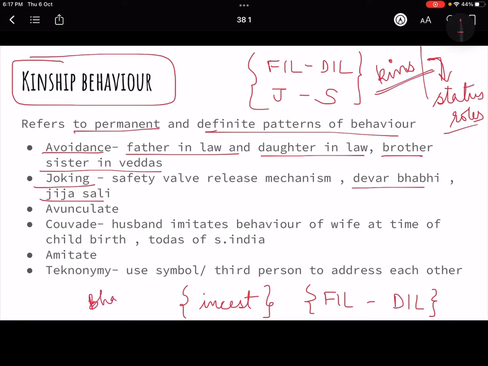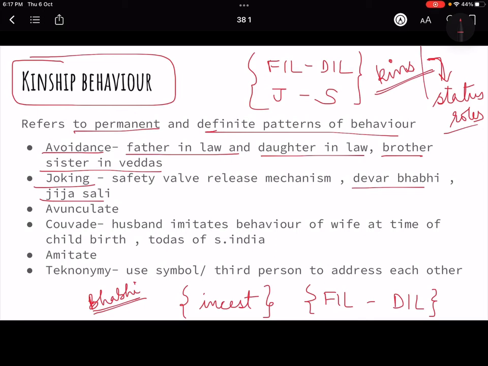If I say a bhabhi has come in the family, so what will happen? There will be a change of dynamics in the family, and there are bound to be adjustments that have to be made. With those adjustments, there could sometimes be friction. So to stop or dissolve that kind of friction, a safety valve mechanism is there.